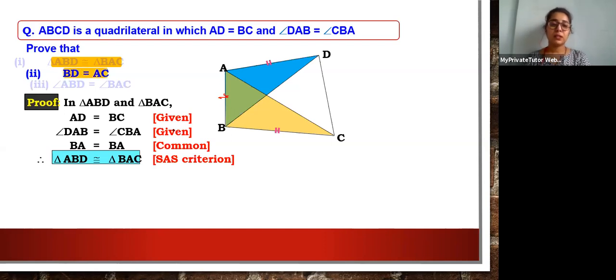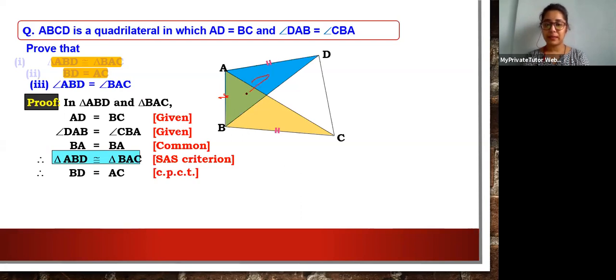Now let's do the next one, that is BD is equal to AC. How will we prove that? BD is equal to AC by CPCT. We just proved that the blue triangle and this triangle are congruent. So therefore BD and AC will obviously be congruent by CPCT. Now let's do the next one, that is angle ABD is equal to angle BAC. That we have to prove.